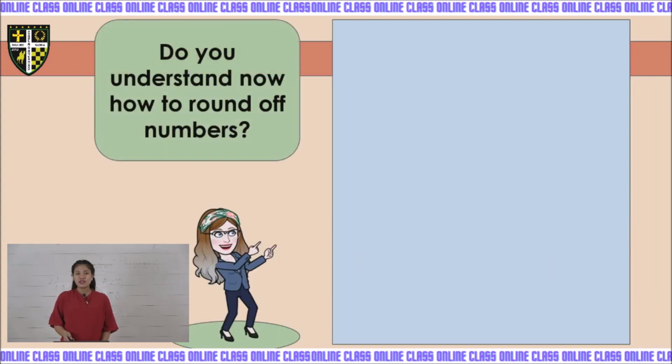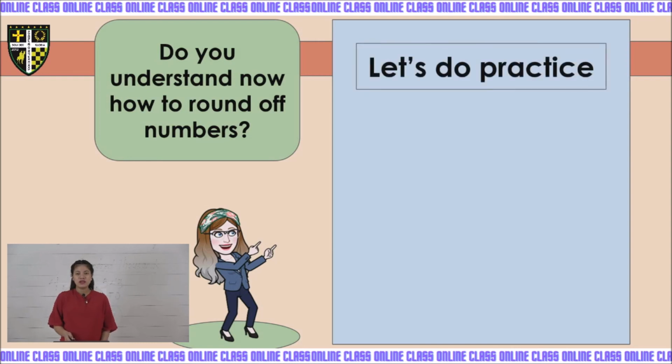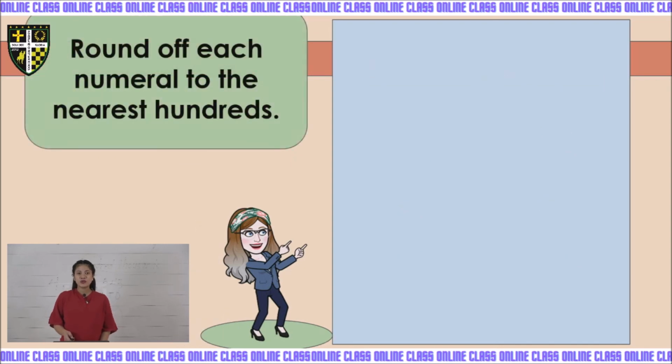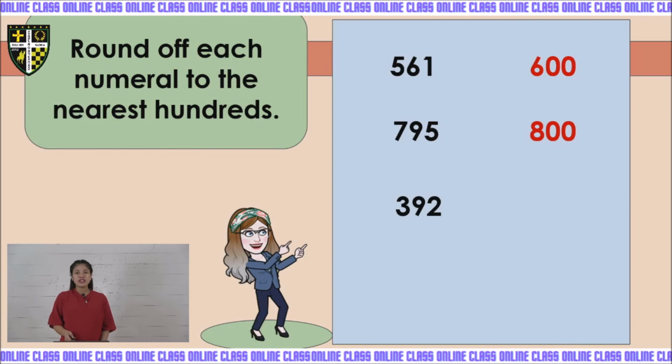Now, if you understand our lesson for today, let's do some practice. Round off to the nearest tenth. So 66 will be 70. 35 will be 40. 87 will be 90. Round off each numeral to the nearest hundreds place. We have 561, it will be 600. 795, 800. 392, it will be 300. And then 691 will be 700.